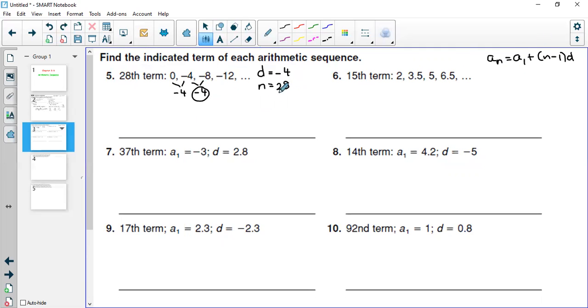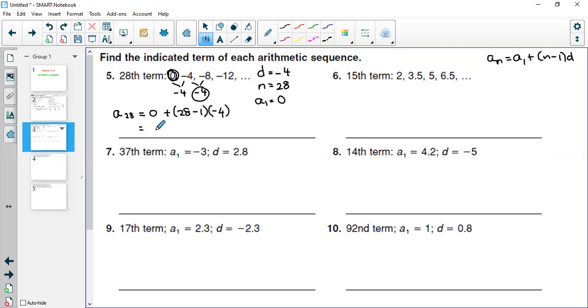And then a1 is the first term in the sequence. This is the first number in the sequence. Now we have all three values with us. We only have to solve the formula. Here the formula is written, and I'm replacing it with numbers. So a sub n, that's a sub 28 because the value of n is 28, equals a sub 1, which is 0, plus n, which is 28 minus 1, and then multiplied by d, which is negative 4.